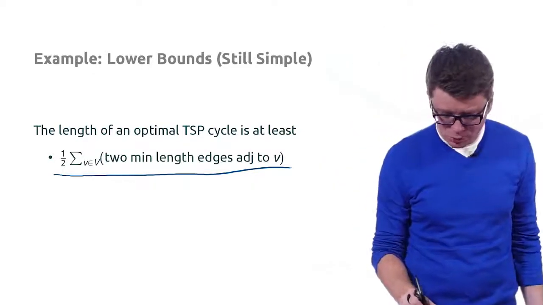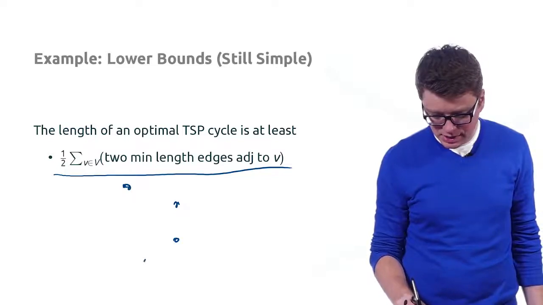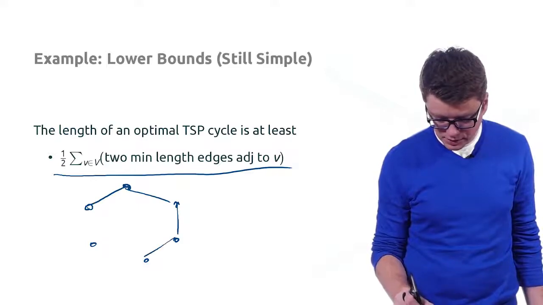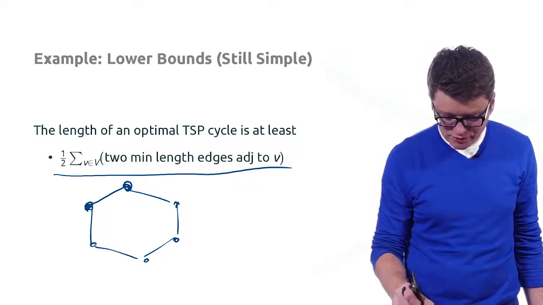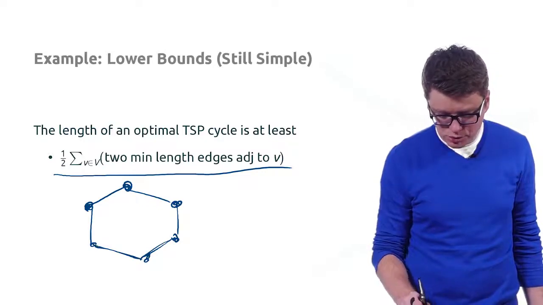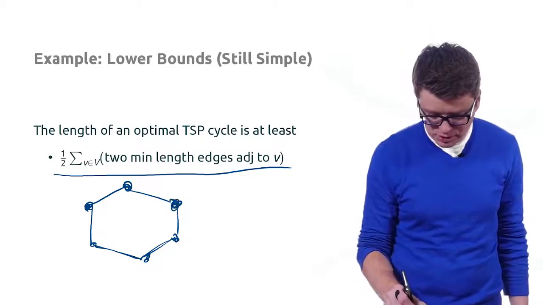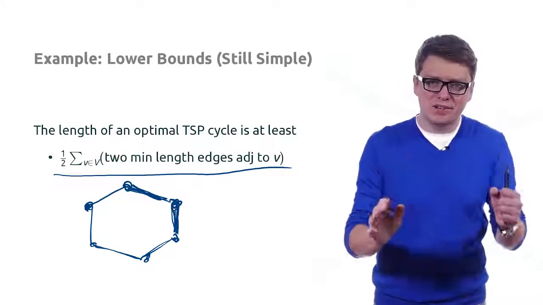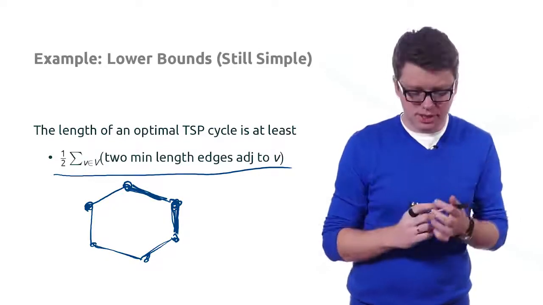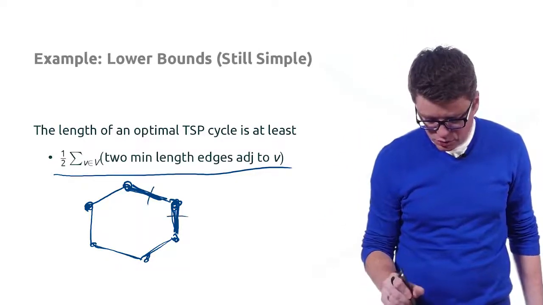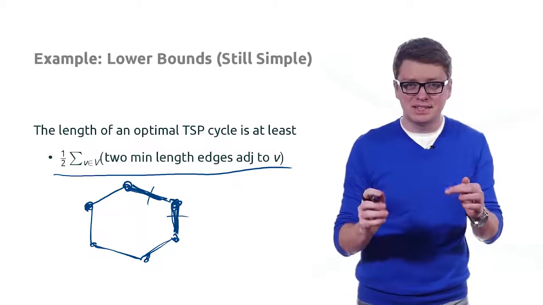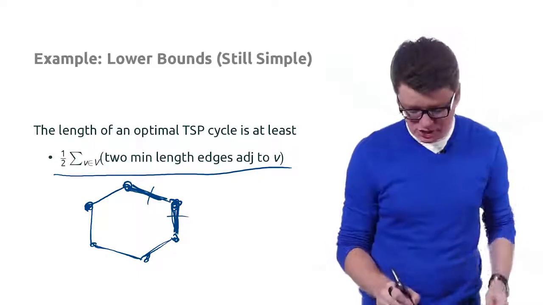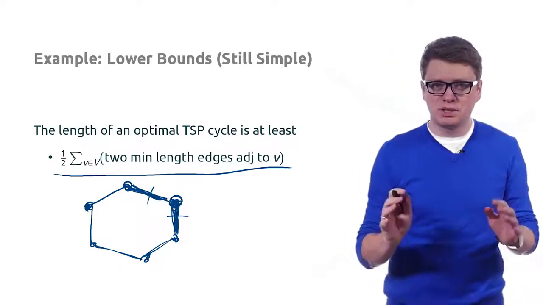So why is that? Well, just because in a TSP cycle, for every node, we have to use two adjacent edges. For example, for this node, we use this edge and this edge. Right? So for every node, we need to use two adjacent edges, and the sum of the weights of these two adjacent edges is definitely at least the sum of the two minimum weight edges adjacent to this node, right? So this is a clear lower bound.